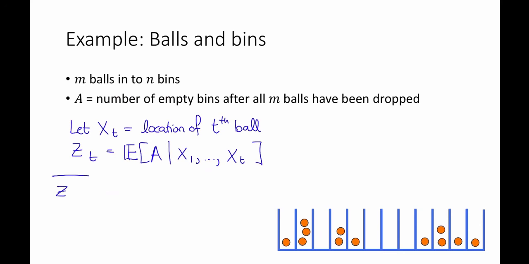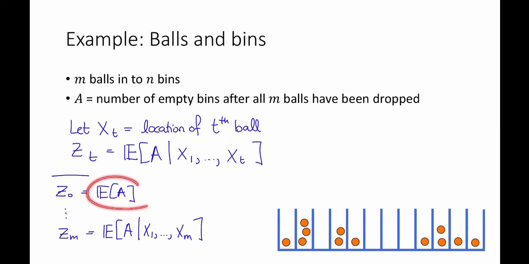Observe that z naught here is just going to be equal to the expected value of A. So this is just the expected number of empty bins if I have no information whatsoever. While z sub m, the last one of these, is equal to the expectation of A conditioned on x1 up to xm. And this is the actual number of empty bins after all of the balls have been dropped. So this martingale kind of interpolates between the expectation of this random variable and the random variable itself.